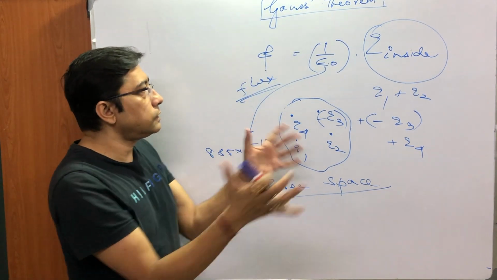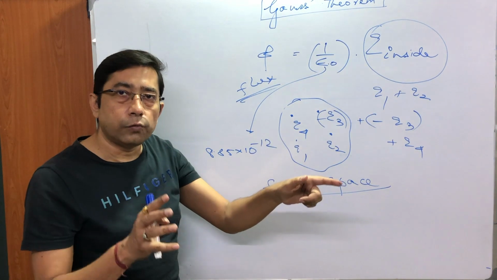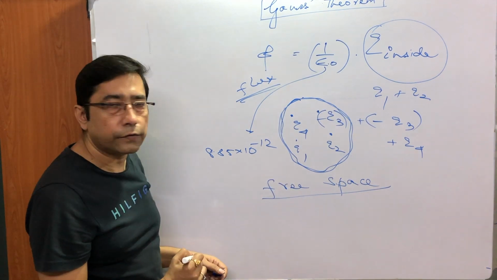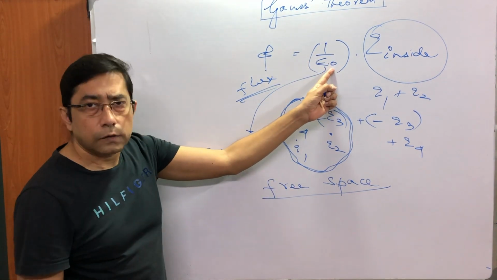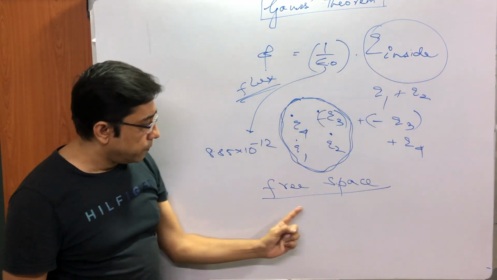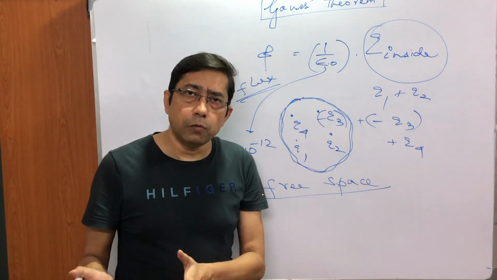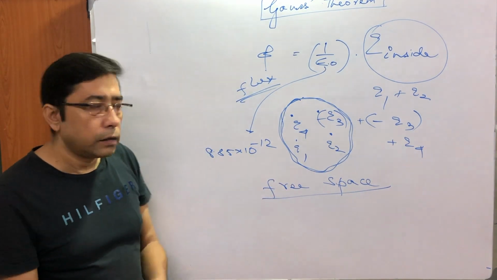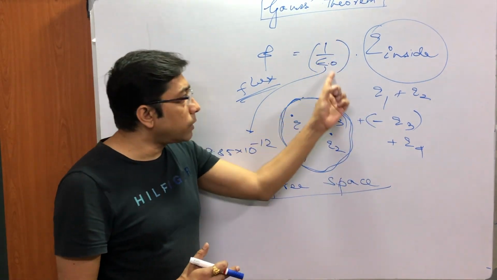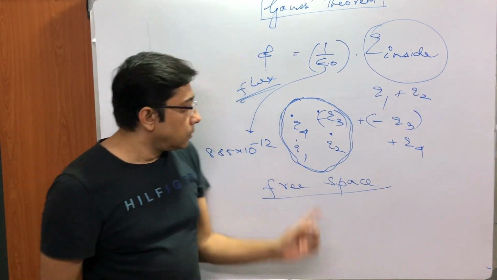Can we sum up all these ideas? Total flux linked with or associated with a closed surface, it has to be closed, is 1 by epsilon naught times the charge inside it, in free space. So that is Gauss's law. And if you go through the statement in your books, you will find this. So try to remember it again. Flux associated with a closed surface is 1 by epsilon naught times the charge enclosed by this closed surface.